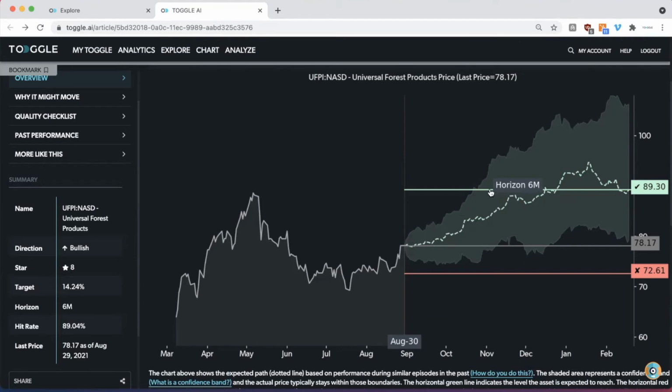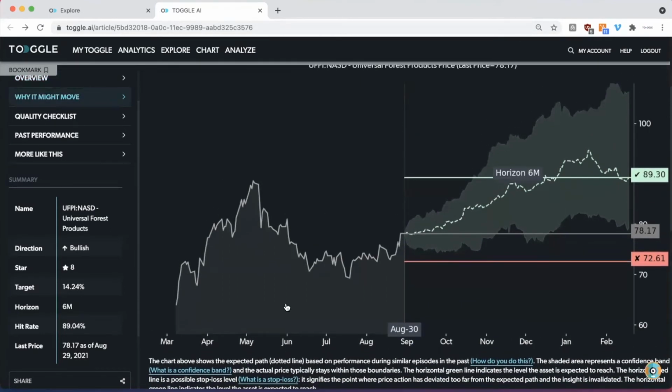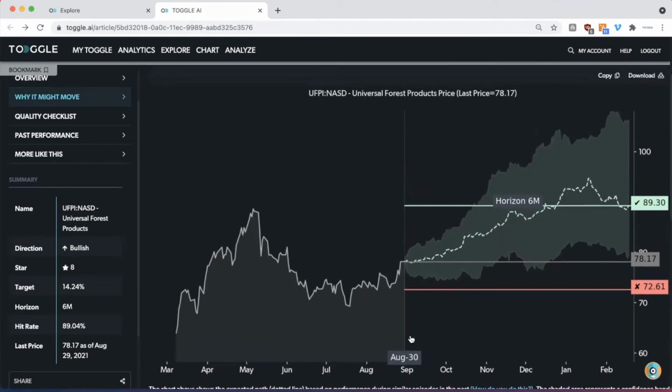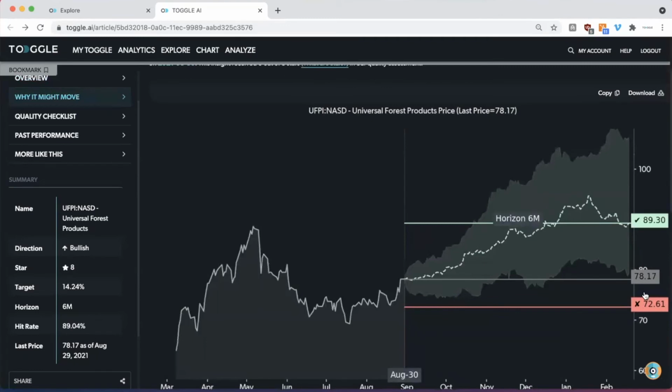If you want to learn a little bit more about what this means, you can read that at the bottom. Oh, before I forget. So what does this red line mean? At $72.61, that's a stop loss. We put that in to show you that if the price were to reach this point, there was something else driving the asset, or an externality at play, which had not occurred in the past, which meant that this insight was no longer valid.